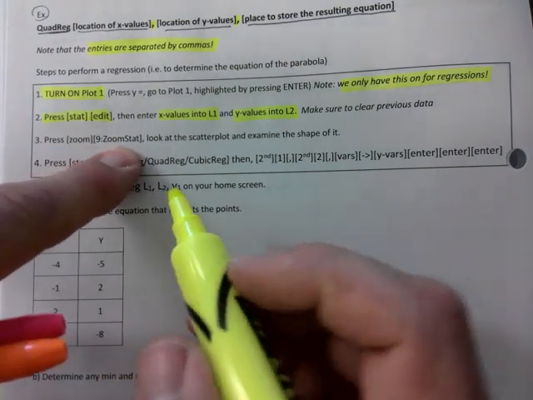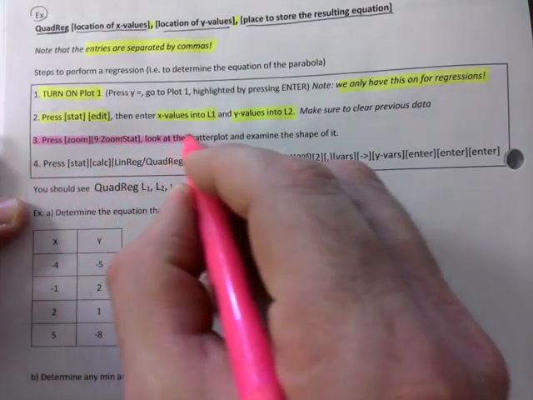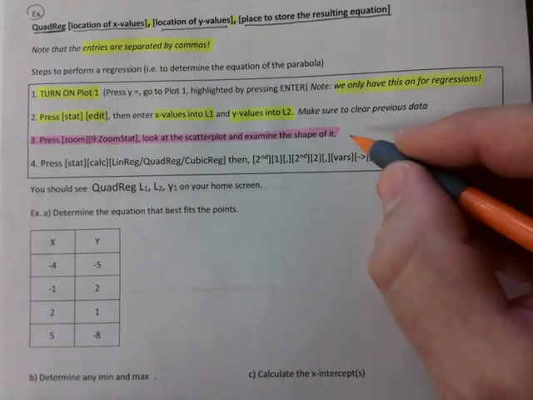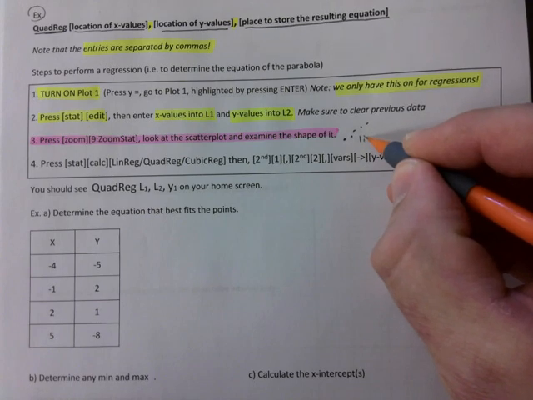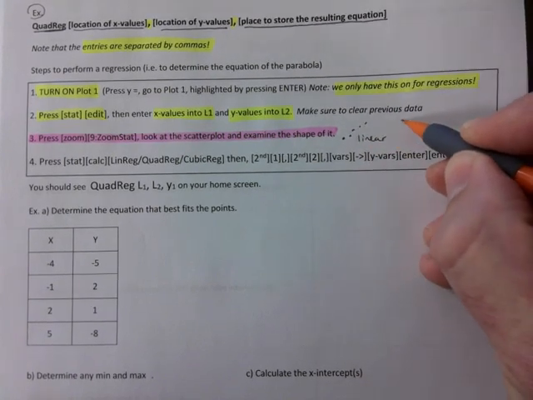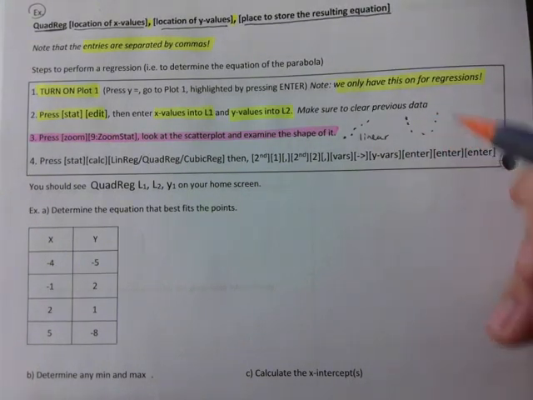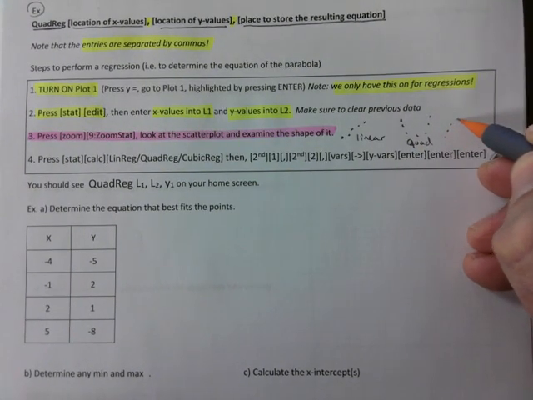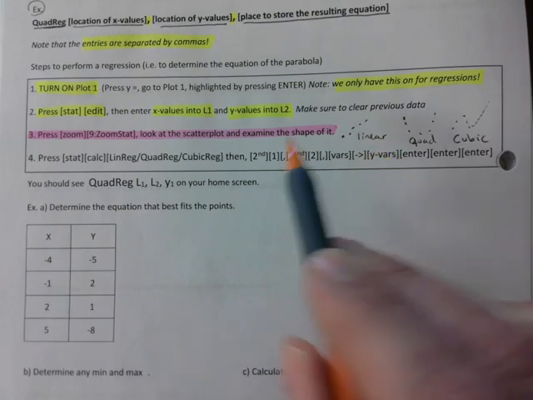Third, press Zoom Stat. Look at the scatter plot. This is newer because we have to decide sometimes what it looks like. This is what I mean. Is it going to look like this, which is linear? Is the scatter plot going to kind of simulate a parabola, which is a quadratic? Or am I going to look at my scatter plot and it's going to sort of resemble a cubic? That's why you want to do this step right here.